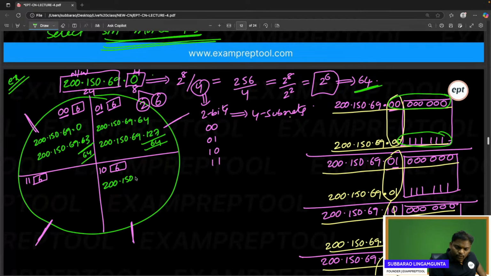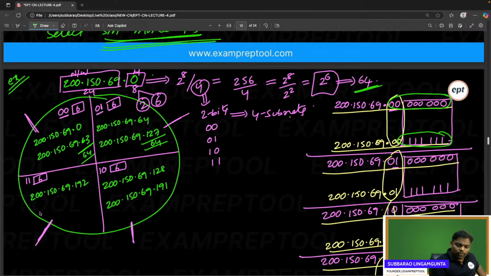Now next number, can you see this one? 200.150.69. It is 128. Add one more 63. What is the answer? Can you check here? 128 plus 63, I think it is 191. It's 191. Then it is going to be 200.150.69.192.